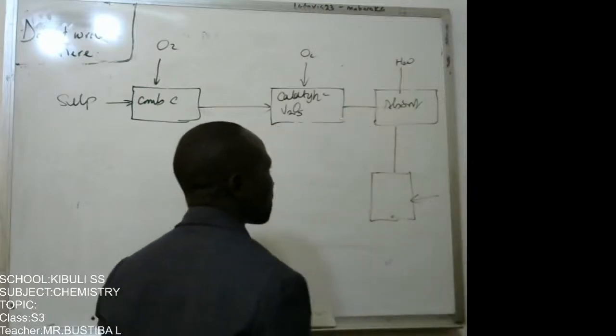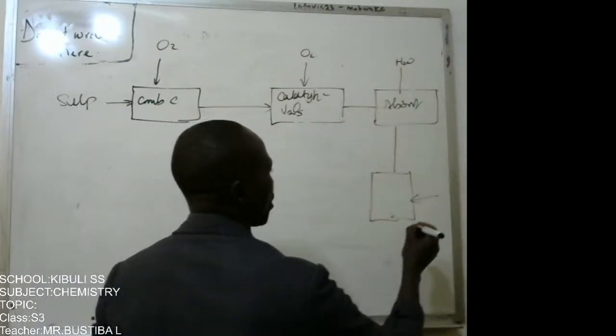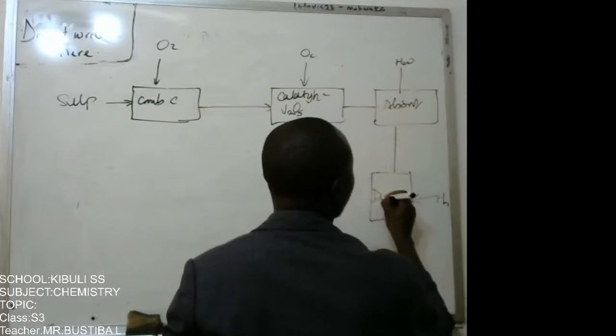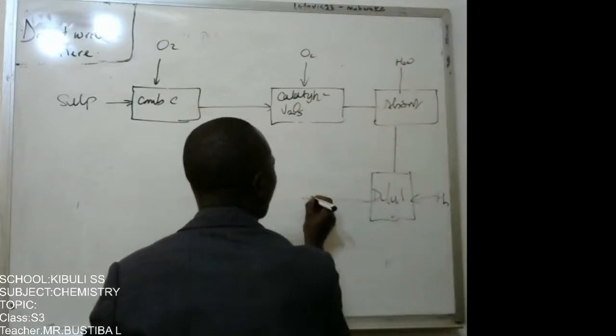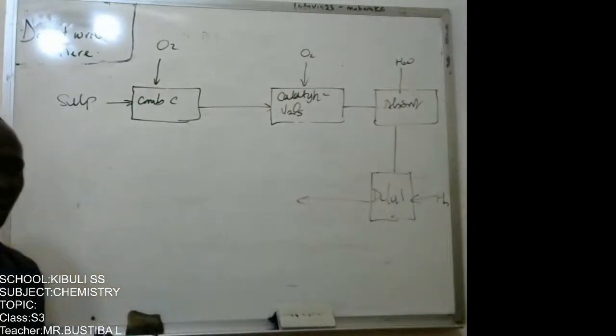Something is added in. So what's going to be added in? Water. So what is this one? It is called the dilution chamber. So what's going to come out of this? It should be concentrated sulfuric acid.